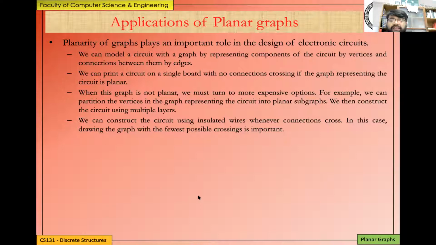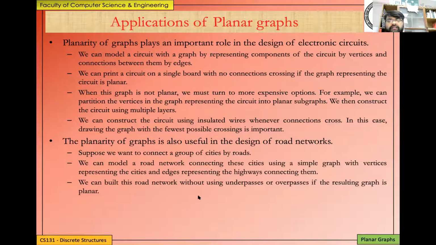For example, we can partition the vertices in the graph representing the circuit into planar subgraphs. We then construct the circuit using multiple layers, and each layer represents a planar graph, which is really expensive as well. Or we can construct the circuit using insulated wires whenever connections cross. In this case, drawing the graph with the fewest possible crossings is important, and use of insulated wires is generally discouraged. But if it's not possible to draw the circuit without crossings, then we should use a minimum number of possible crossings. The planarity of a graph is also useful in the design of road networks.